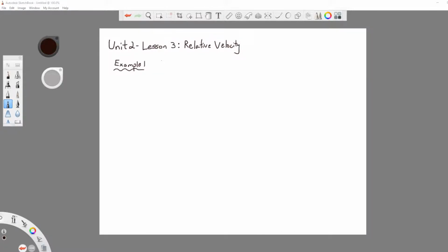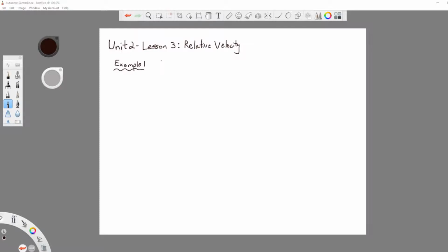Hello and welcome to Unit 2, Lesson 3 on relative velocity. In this lesson, we're going to be working further with adding vector lines together. And for the most part, the questions are going to fall into one of two categories. We're either going to have an airplane flying with or against the wind, and we're going to determine how much the wind affects how it moves.